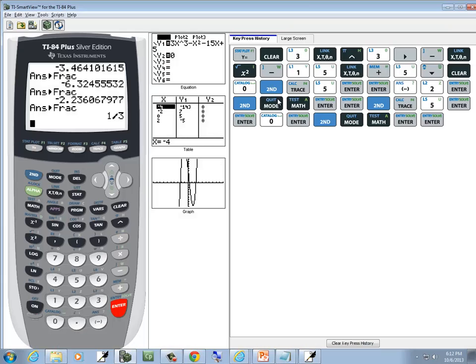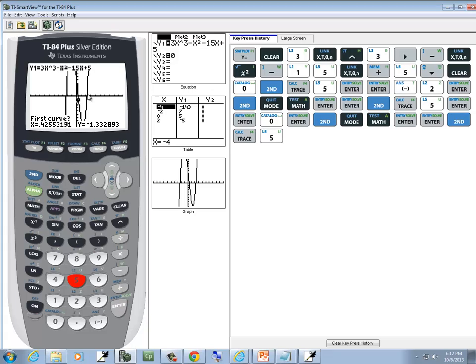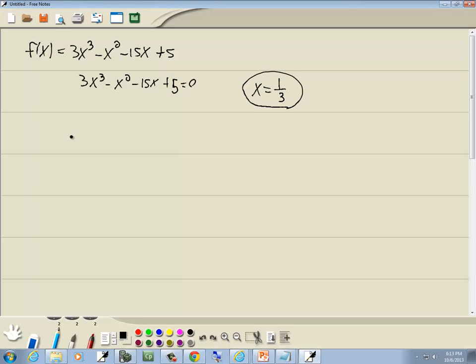Now I could try to find that third one. I could do second trace and choose intersect. Try to find this one. Enter, enter, let me put in 3 for the guess. But this comes up with another decimal that will not change to a fraction. As always, if you have one decimal that won't change to a fraction, you'll have another one. They come in pairs.